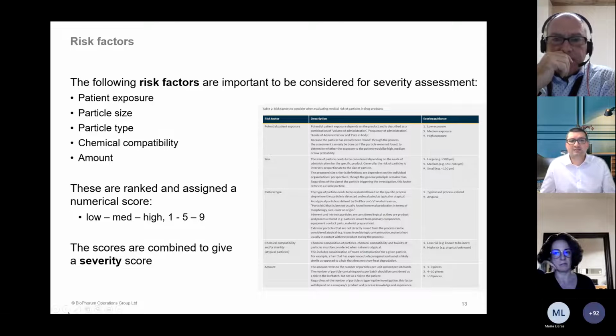So for all these elements, we look at either low, medium, or high ranking, and we give those numbers. Low would be a 1, medium would be a 5, and 9 would be a high ranking. When we combine all those together, we yield an overall severity score, which we can take a look at on the next slide.